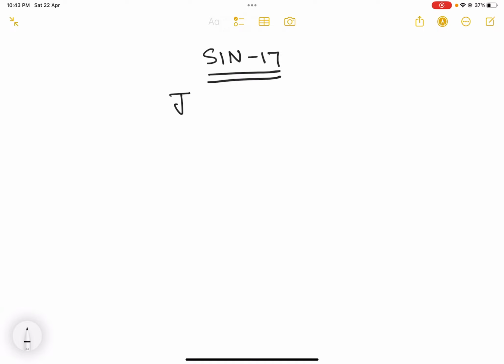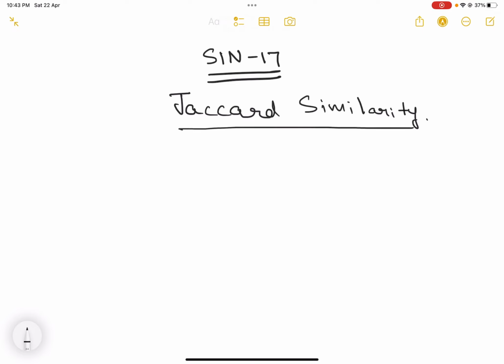In today's video, we are going to discuss something called Jaccard's similarity. Now, what is Jaccard's similarity? Jaccard's similarity is basically a measure which helps us understand which nodes are closer to each other and which are not that close to each other, right? Or rather, which clusters are close to each other.